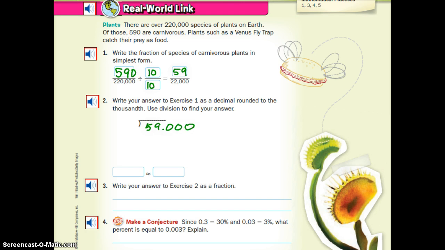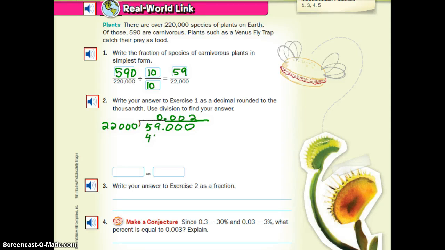I'm going to give myself some extra zero room here. Alright, bring this little line out. Bring our little decimal up here. It doesn't go into 59. It doesn't go into 590. It doesn't go into 5,900. But it does go into 59,000 two times.